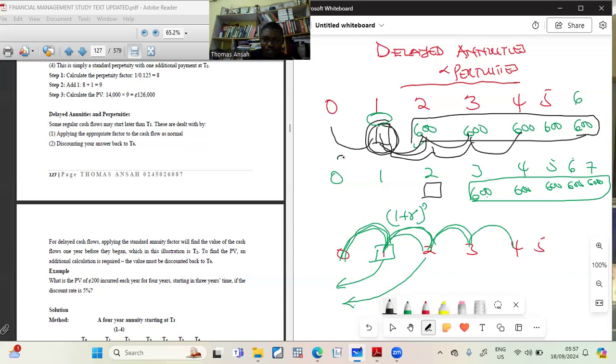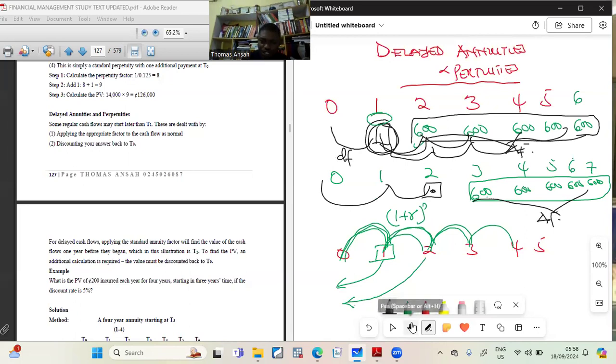And for this one, you will use the discount factor. You saw that this one is the annuity factor. So you will use the annuity factor for this. The answer you get here is at year 2. Therefore, you PV it backward 2 years. So that is the first approach.